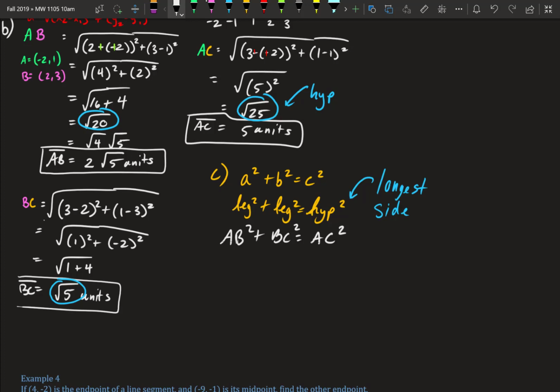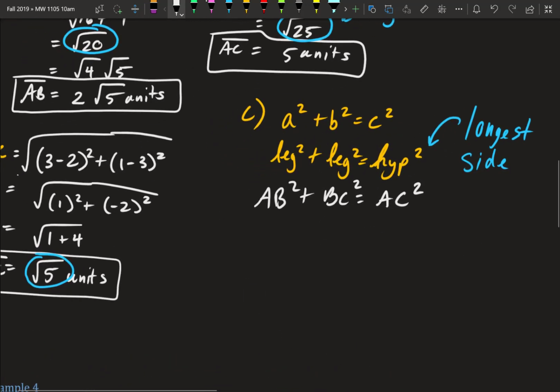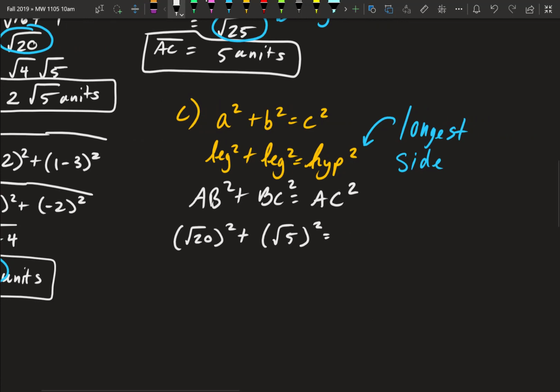So let's go ahead and fill it in with the values we have that I circled. So AB is the square root of 20, squared. BC is the square root of 5, and we're going to square that. And then AC is the square root of 25, squared. Work with the values that we circled. You could have used 5 for AC because it's a whole number, but I'm just trying to really get it out there: use the values under the radical before you simplify. If not, it can be much harder.